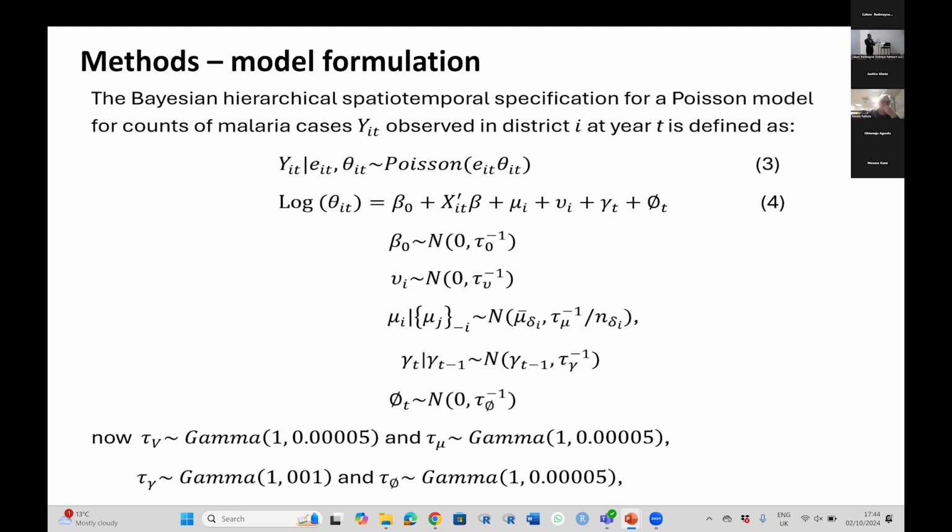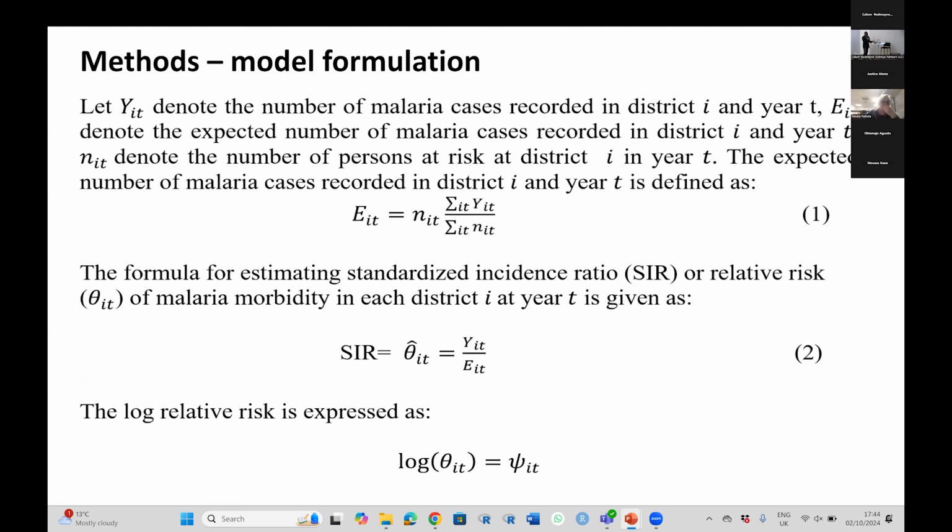Okay, now let's look at this. Look at the E_i here. The E_i is a summation of that. We get the expected from here, right? Now look at equation 2. Did you see E_it in equation 2? Okay, that's what we used to generate the relative risk, is that not it? So it's taken care of.